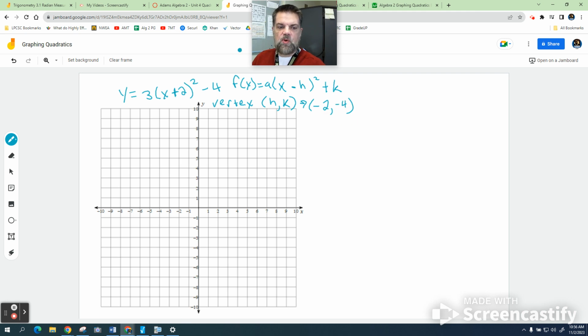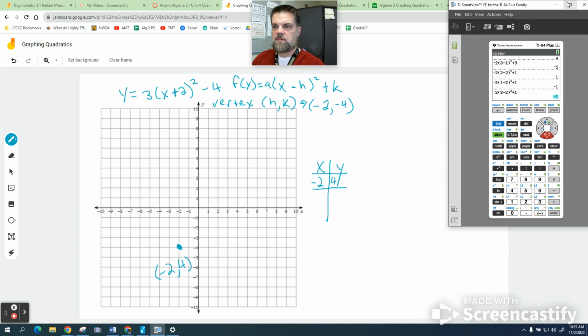So we're going to plot the point. We're going to go negative 2, down 4, and I'm just going to plot a point right here. Negative 2, comma, 4. And so to finish this, I'm going to do my little grid like this, x, comma, y. And I think when x is negative 2, my y value should be 4. Right? How can I double check that? My calculator, right?